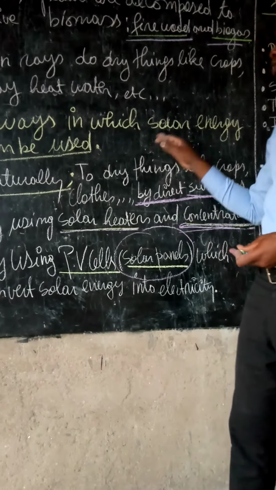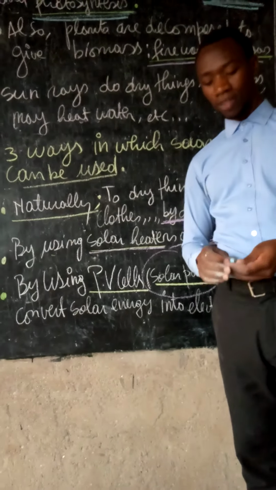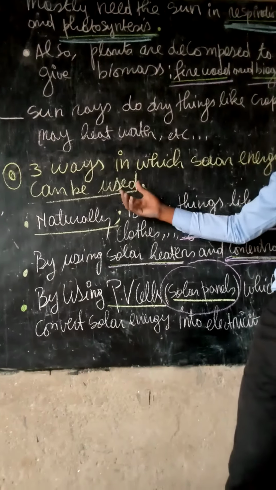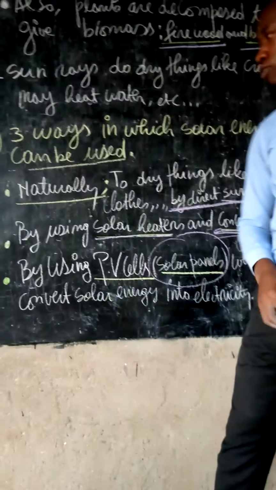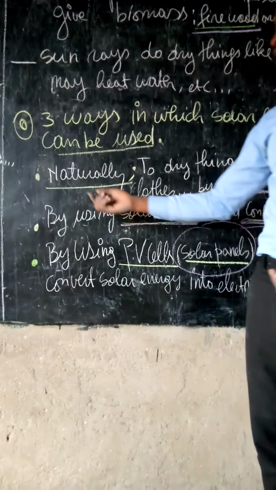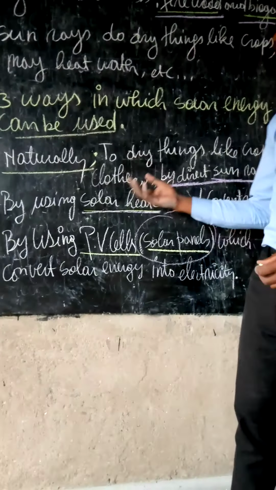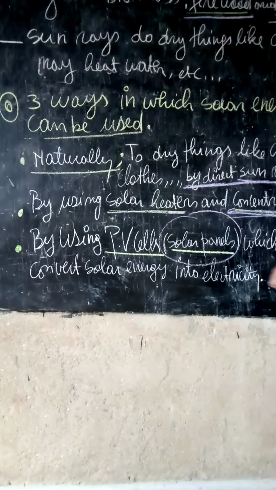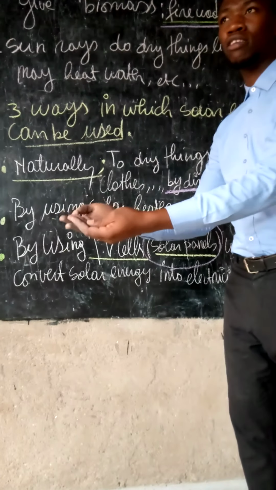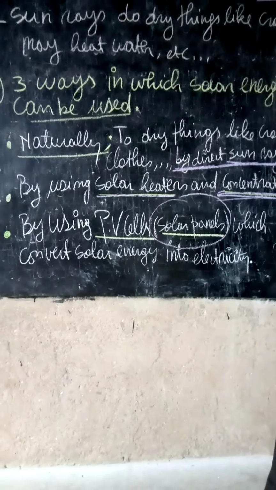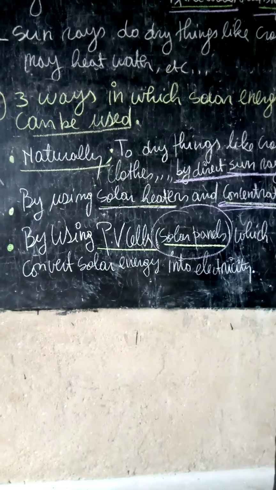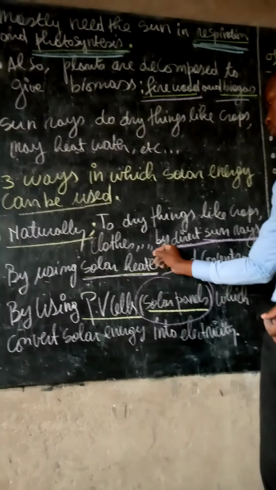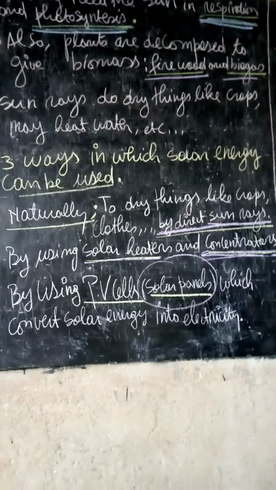There are three ways in which solar energy can be used. This question is explaining the three ways in which solar energy can be used. The first way is the natural way. Naturally, to dry things like crops or clothes, we put them in the sun. As the sun rays hit the clothes or other things, they dry up. This is by using direct sun rays.